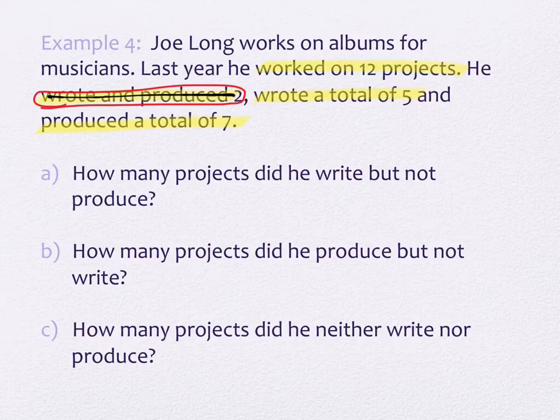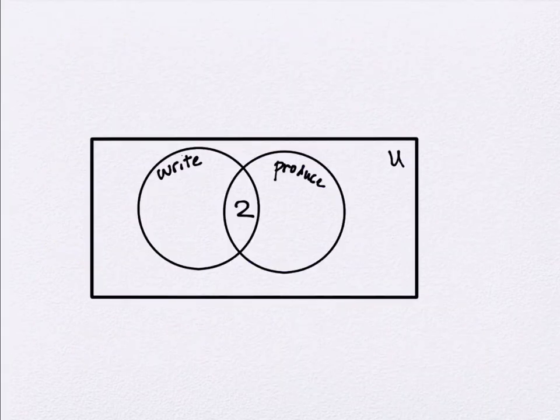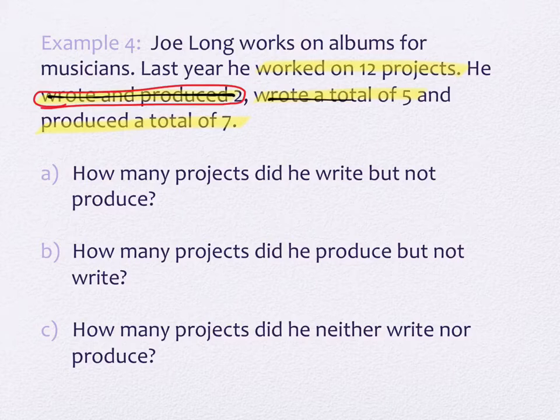Wrote a total of 5. Wrote 5. Okay, so if he wrote 5, my circle on the left is everything he wrote. And it has to be 5 total, and there's already 2 in it, so it needs 3 more. So there's a 3 out here. And we've taken care of the fact that he wrote 5. Now what?